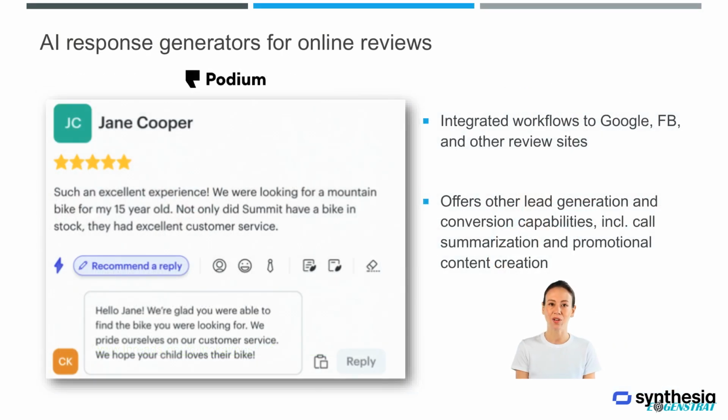There are many apps targeted for business use. For example, Podium is an AI response generator for customers' reviews online. It has integrated workflows to Google, Facebook, and other review sites, and has lead gen and conversion capabilities.